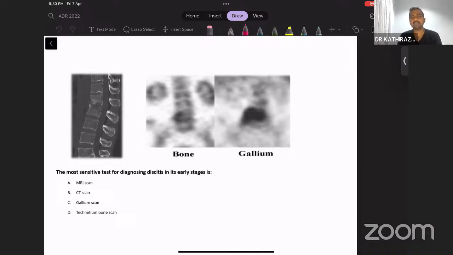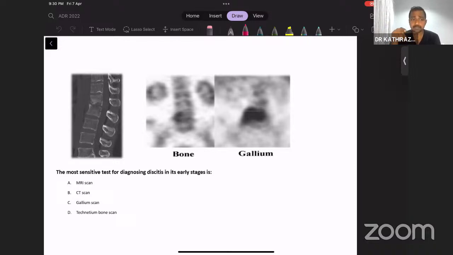But sometimes the word discitis may confuse us. I have given a few other investigations, bone scan and also gallium. If the option MRI is not there, and the options are bone scan or gallium scan, then the answer should be gallium scan. Because if you look into the pictures, in a bone scan you can see some changes, but when you are loading the bone scan with the gallium isotope, you can see the extent of osteomyelitis much better than a regular technetium bone scan.